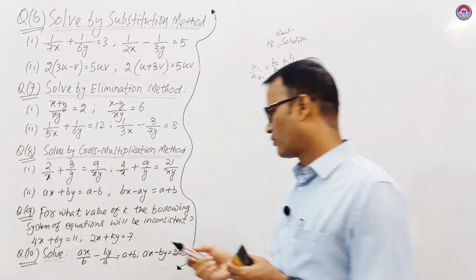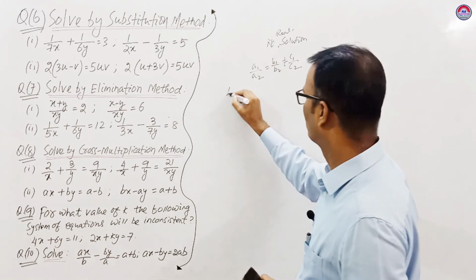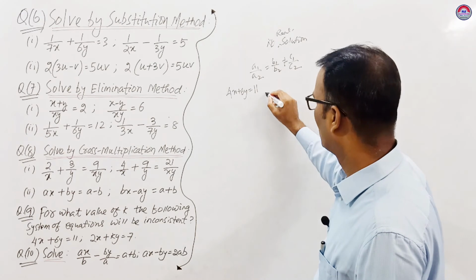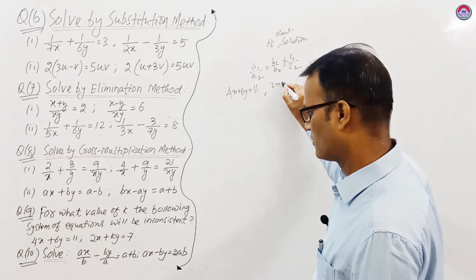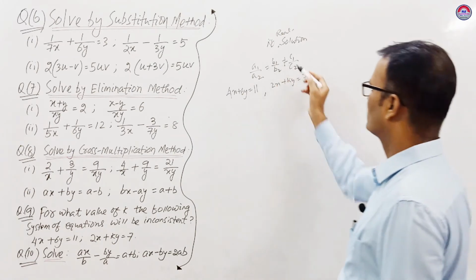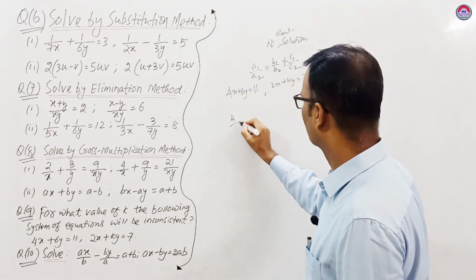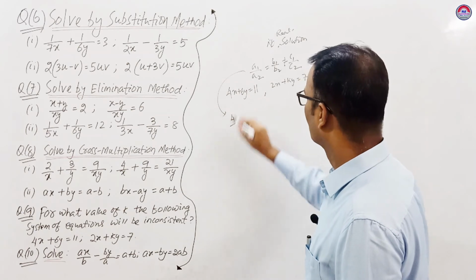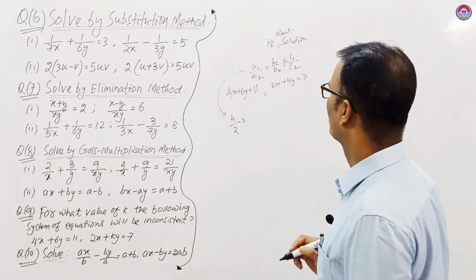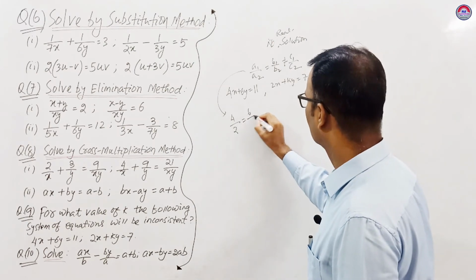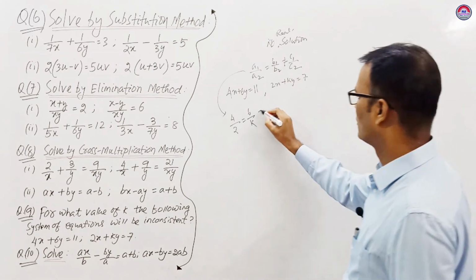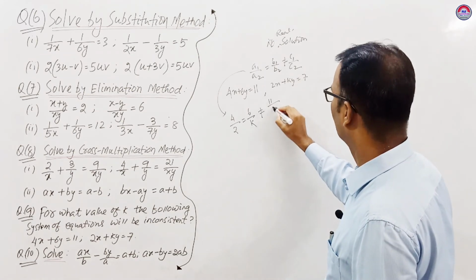The equations given are 4x plus 6y equal to 11 and 2x plus ky equal to 7. So what is the condition? This is the condition. Here A1 is 4 and A2 is 2. 4 by 2 is equal to B1 by B2, where B1 is 6 and B2 is k. This is not equal to C1 by C2, which you can write as 11 by 7.